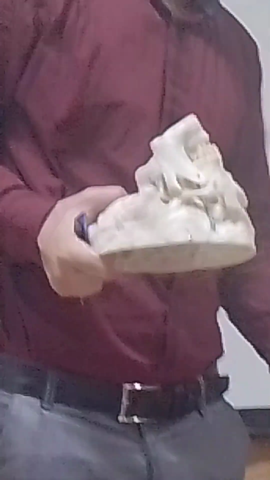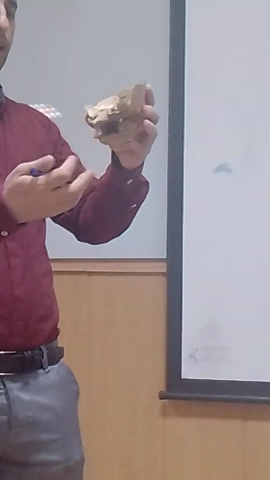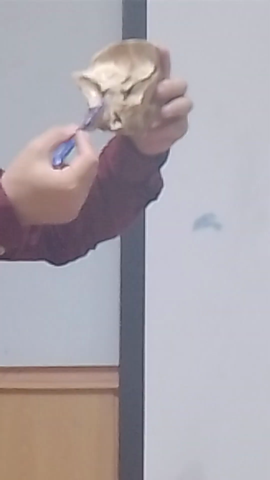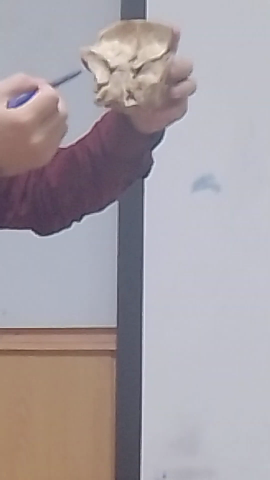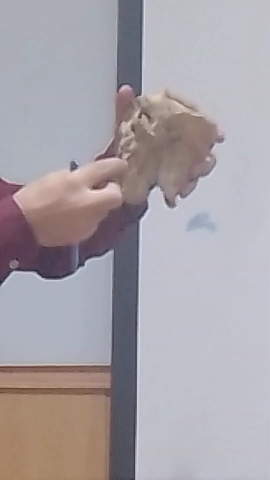The sphenoid also has the pterygoid process. Here is the sphenoid in the natural skull, superiorly. This fossa is the hypophyseal fossa. In the inferior view, you can see the pterygoid process of the sphenoid.